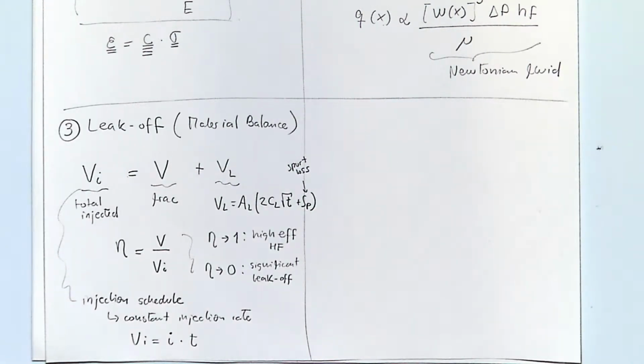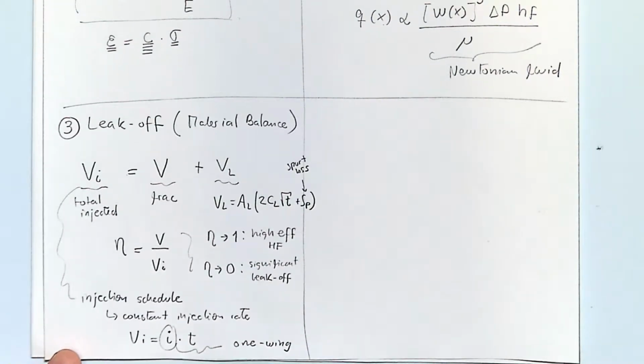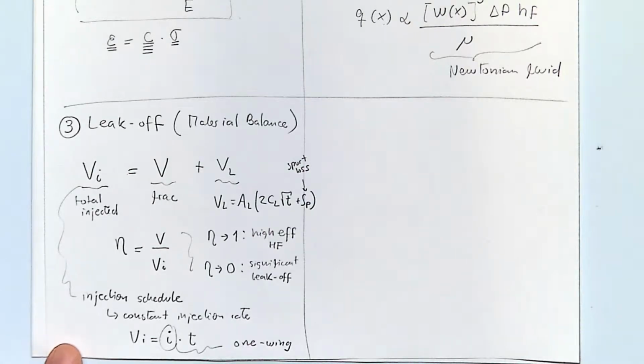Very simple, right? These two are linearly related, the volume injected and the injection rate. Something very important here, this parameter I is just for one wing. Many of our computations, we're just going to do for one wing. So if you want to know the total injection rate, you need to multiply this number by 2, okay?